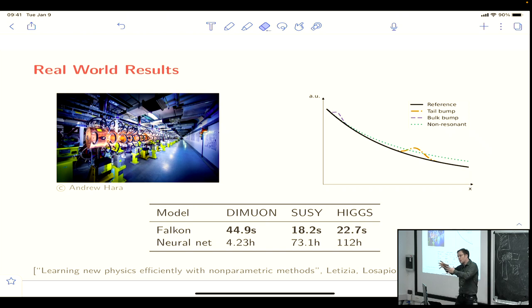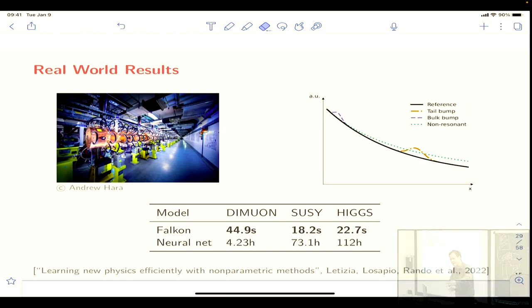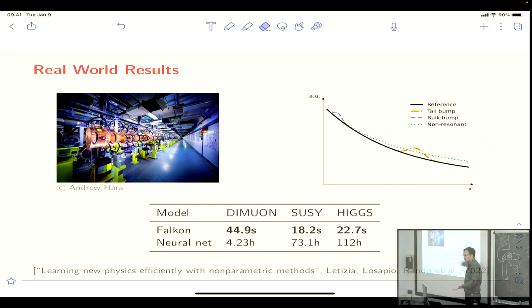Okay, so literally we are trying to move this into the pipeline of the data analysis at CERN, because really this made the difference. You know, this solution was basically unrunnable, and this you can use to test real stuff. Okay.